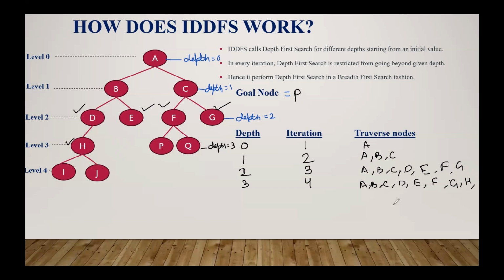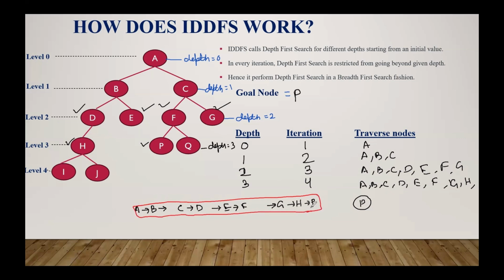Then P. P is not equal to, yes, it is equal to. So what happened here? We got the result. So now the agent knows the path to reach the goal node. So what is the path? A to B, B to C, C to D, D to E, E to F, F to G, G to H, H to P. So this is the path the agent has to traverse to reach the goal node.